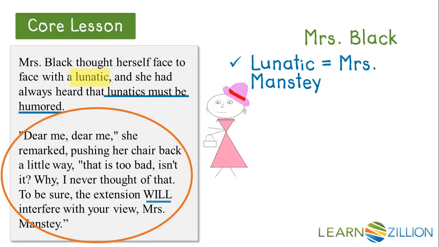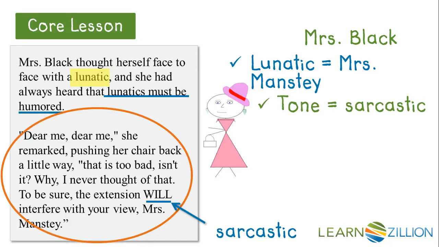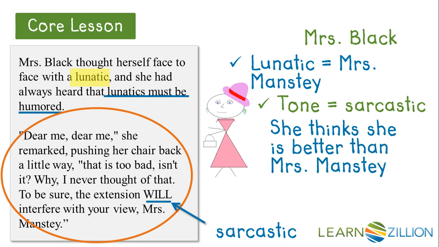By capitalizing the word will, Wharton wants the reader to emphasize or stress this word in order to show that Mrs. Black thinks Mrs. Manstey's logic is completely ridiculous. The tone here is definitely sarcastic. This passage shows that in Mrs. Black's perspective, she is smarter and more logical, thus better than Mrs. Manstey. Remember, Mrs. Manstey is a renter. She is part of the lower class, and Mrs. Black is a landlord, which puts her in the upper class. This scene is indicative of the 19th century social class mindset.